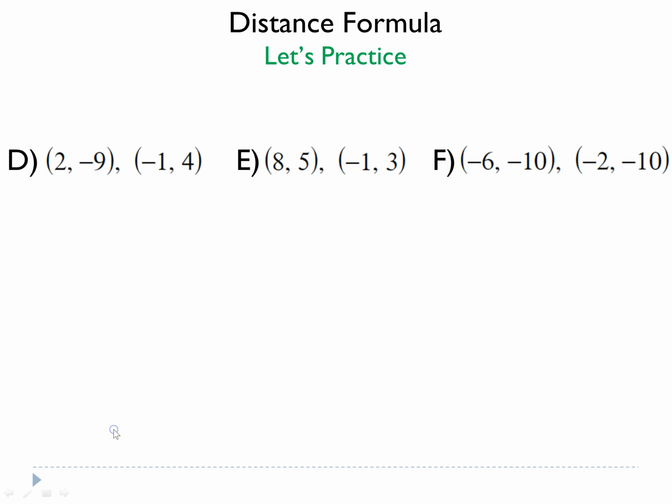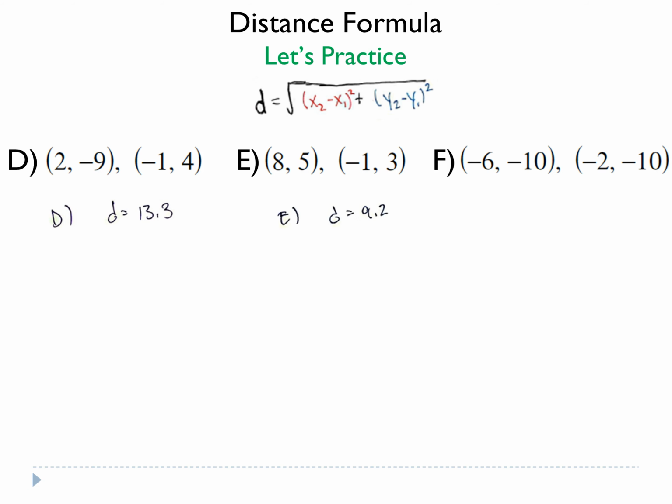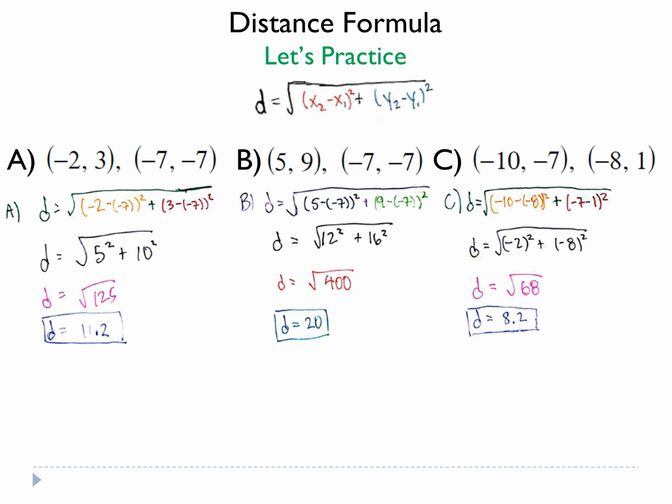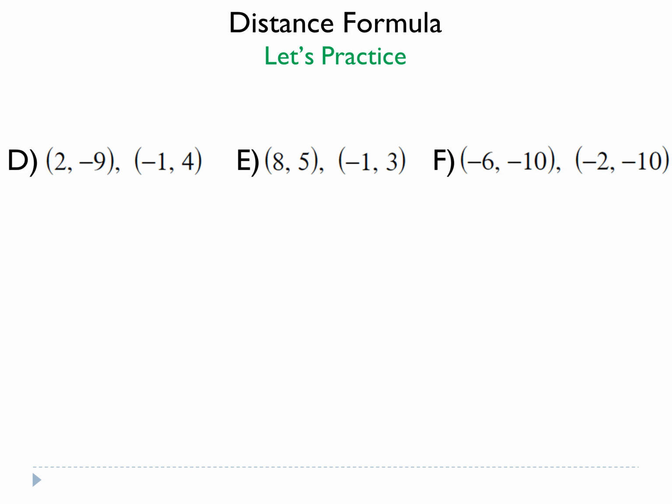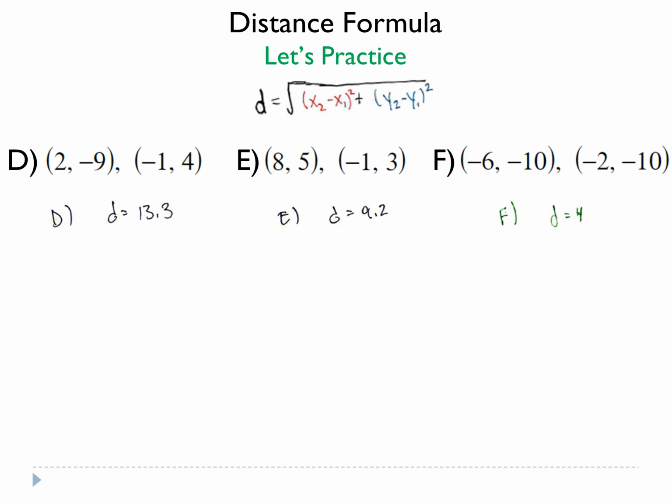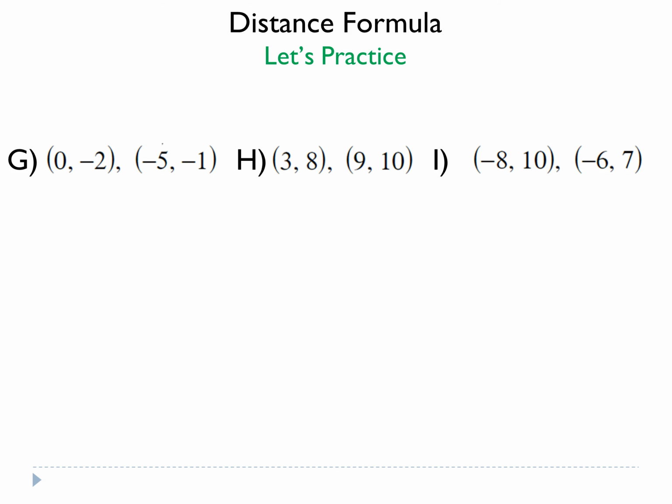All right. Moving on. This is where I say pause the video. I'll be here when you unpause the video to check your answers. All right, using that distance formula. For D, it's 13.3, E is 9.2, and F is 4. Again, if you want to know how I did that, I did the exact same thing that I did with the first slide examples, A, B, and C. All right, sweet. D, E, and F. Let's keep on moving and grooving.